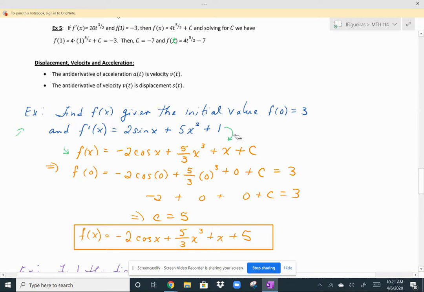Then you use the initial value information that's given. F of 0 equals 3. So you plug in 0 for x, and we set it equal to 3 as stated in the initial value. You simplify that. Cosine of 0 is 1, so you get negative 2 plus 0 plus 0 plus c.